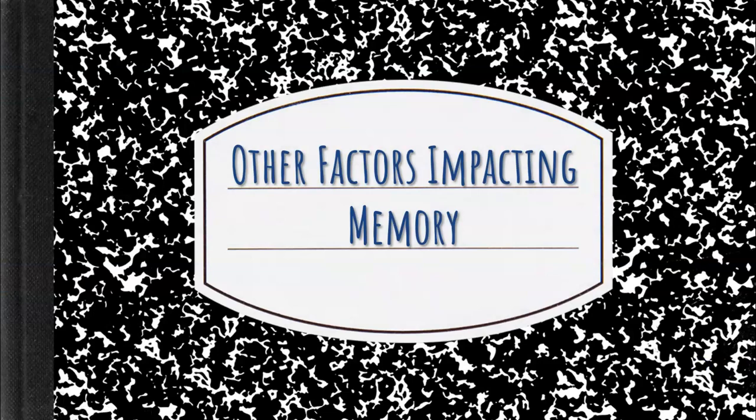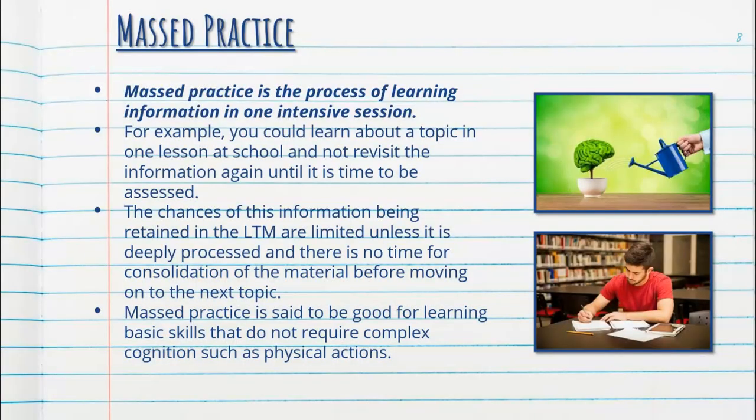Now, we should also cover other factors that do impact memory recall. The first being massed practice. So massed practice is the process of learning information in one very intensive session. For example, you could learn about a topic in one lesson at school, but then not revisit the information again until it's time to be assessed, often known as cramming.